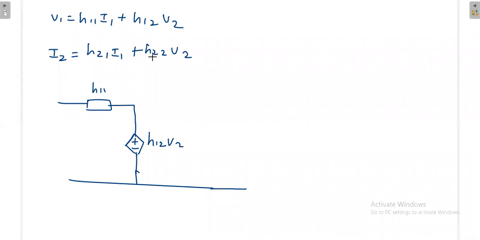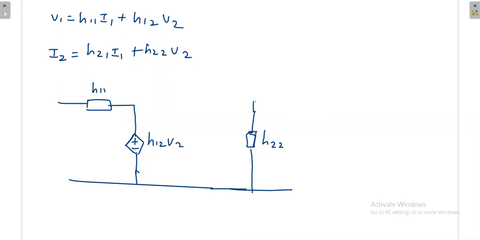Again, if you see here H22 V2, here H22 is not an impedance, it is an admittance. Once I multiply admittance with the voltage, I will get some current. So that's why one part I will put like this, this is H22. Anyway, V2 will be there in general. Once you connect H22 in this manner, definitely V2 will be across it. But along with that, I am getting some other current, H21 I1, and that current is decided by the current in the input loop.